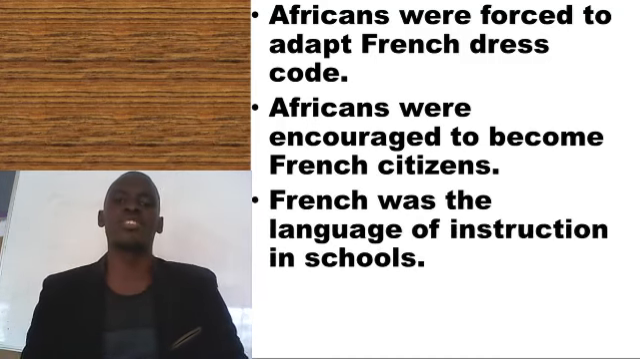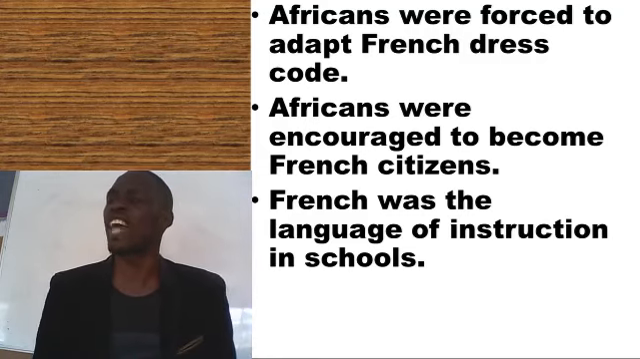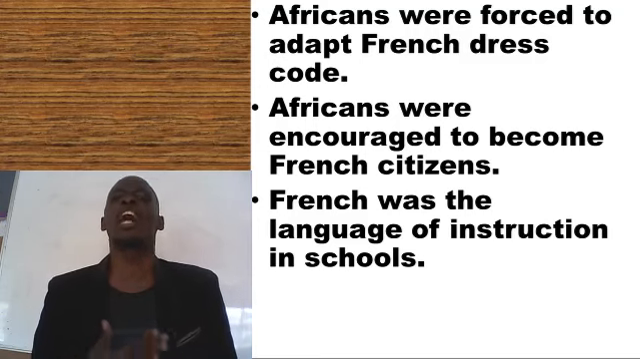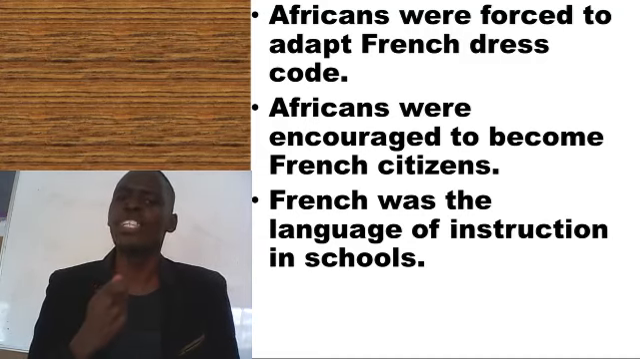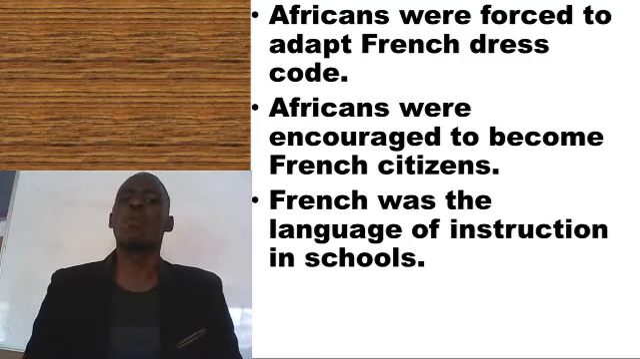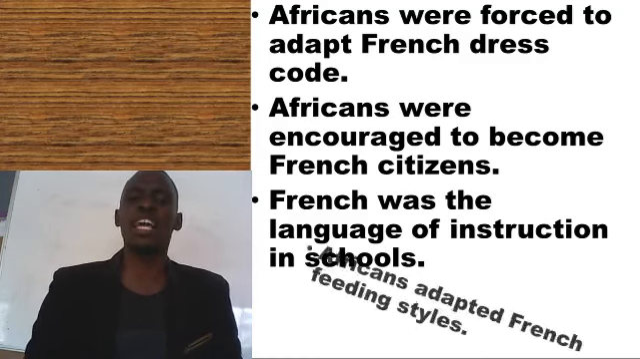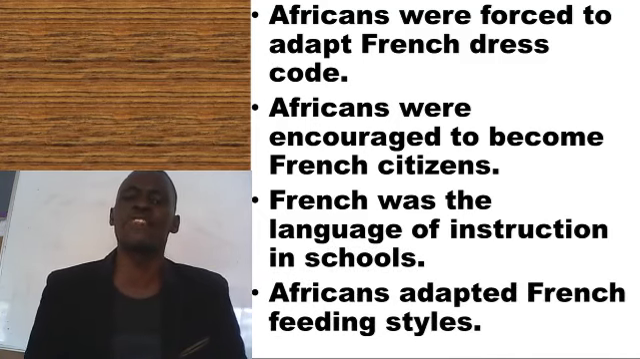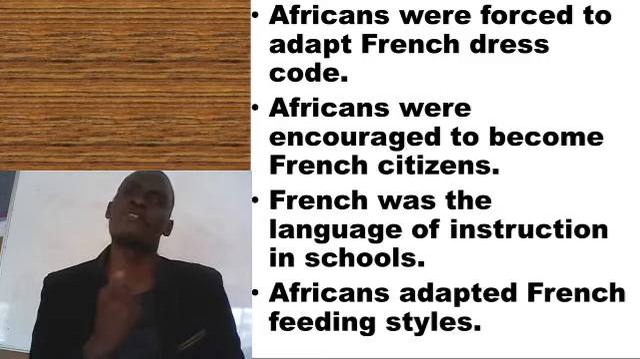What else, boys and girls? French was the language of instruction in schools. Just like we use English as a language of instruction in our schools, even in West Africa, the French actually implemented assimilation policy by making French language the instrument of instruction in schools. So French was the language of instruction in schools. Another one, boys and girls, Africans adopted French feeding style. Even feeding style. Africans were forced to adopt the French feeding style.